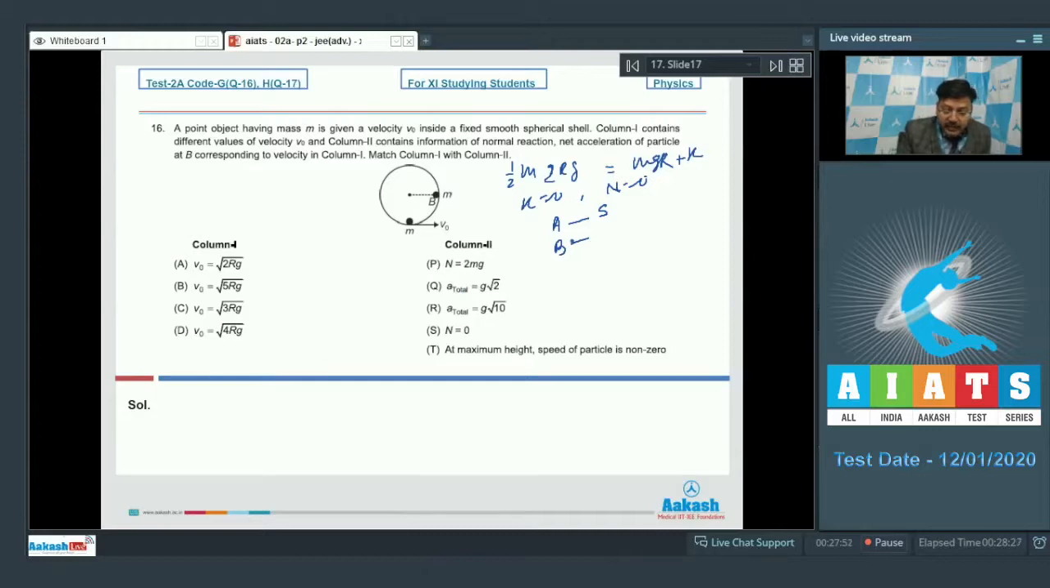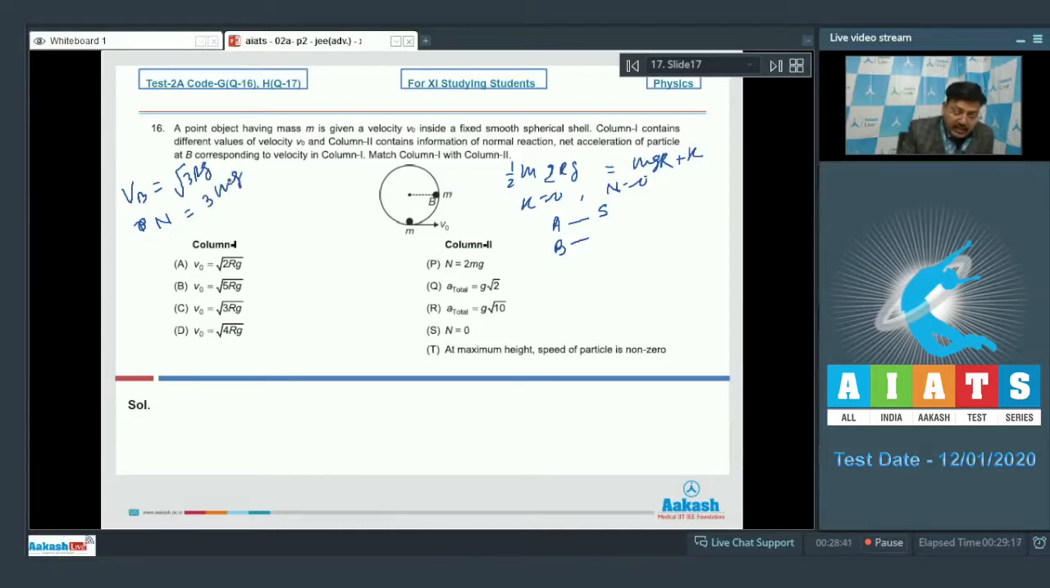When I put v0 equal to root 5 rg, in fact we know that this speed is enough for the particle to complete the vertical circle, and by conserving mechanical energy we will find that the speed at point B will be, so for v0 equal to root 5 rg, speed at point B is going to be equal to root 3 rg, and that means the normal reaction at that point is equal to m Vb square by r, and that is 3 mg.